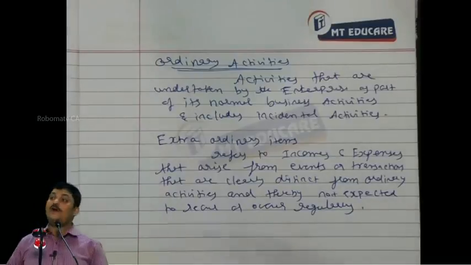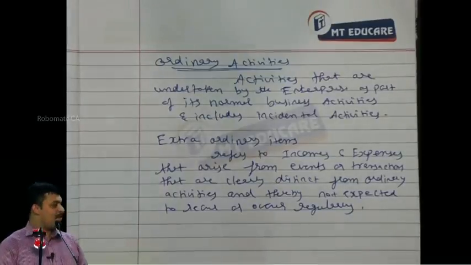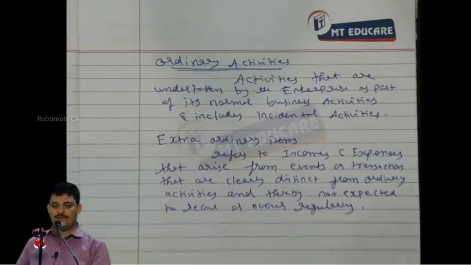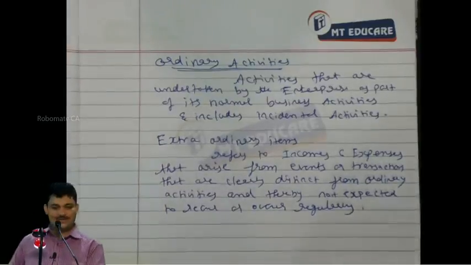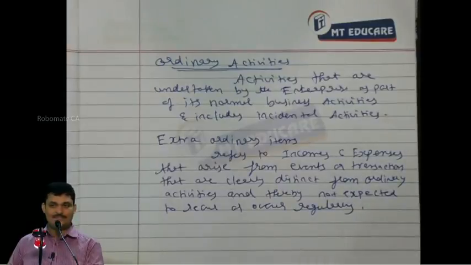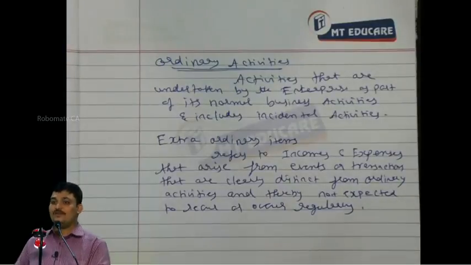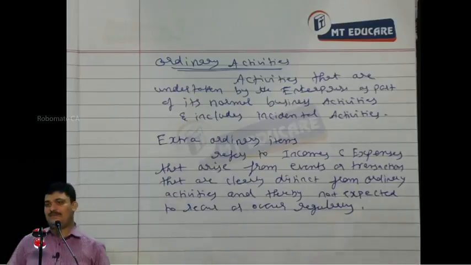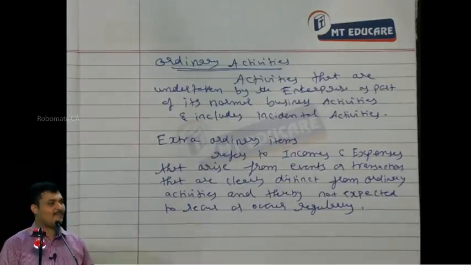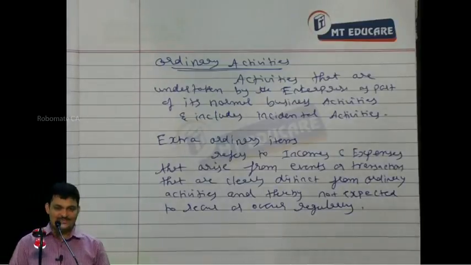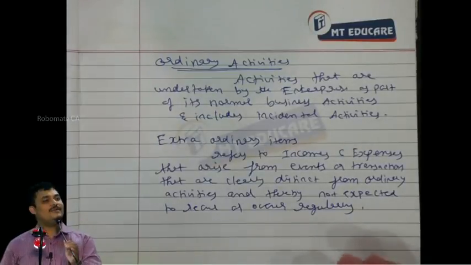Understood? So profit from sale of machinery, ordinary. Loss on sale of investment, profit on sale of investment. All these things are ordinary only. What is extraordinary? Loss by fire accident, loss of stock by fire accident, extraordinary item. Understood?